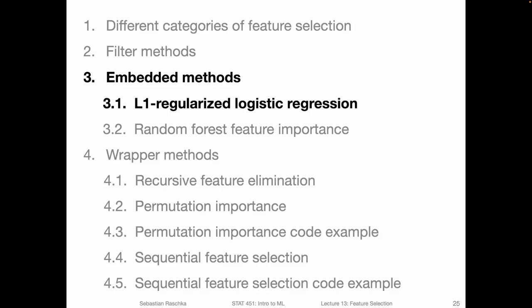Okay, so in the previous video, we talked about filter methods for feature selection, where the filter methods are based on the properties of the features. Now, there are two different ways of doing feature selection, or two different categories, the embedded methods and the wrapper methods, which both involve a model, like a classifier.